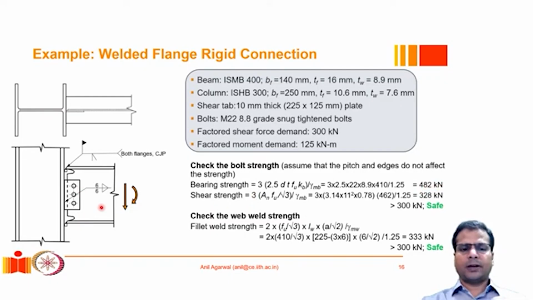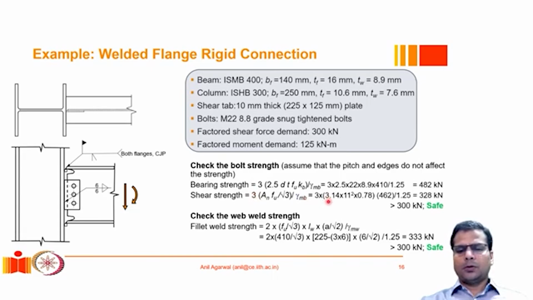Shear strength of the bolt. The bolt itself can undergo shearing type of failure. We need to check for that. The shear strength, again, I hope you remember where it comes from, is given by An fu, assuming that the shear plane passes through the threaded portion of the bolt. That is a conservative assumption. An fu divided by root 3 divided by gamma mb and multiplied by 3 bolts.